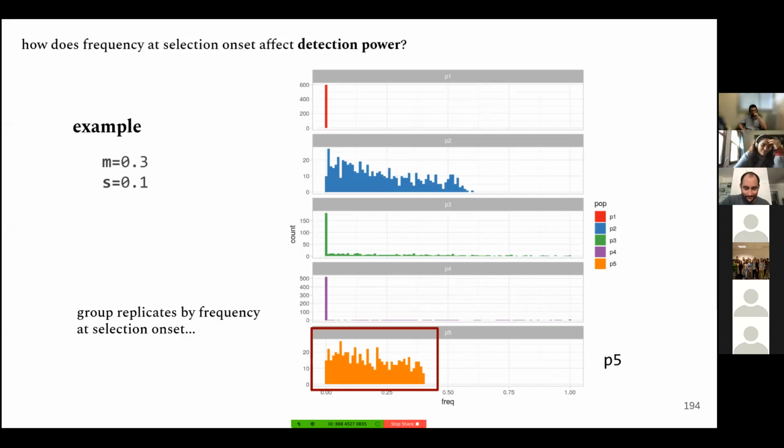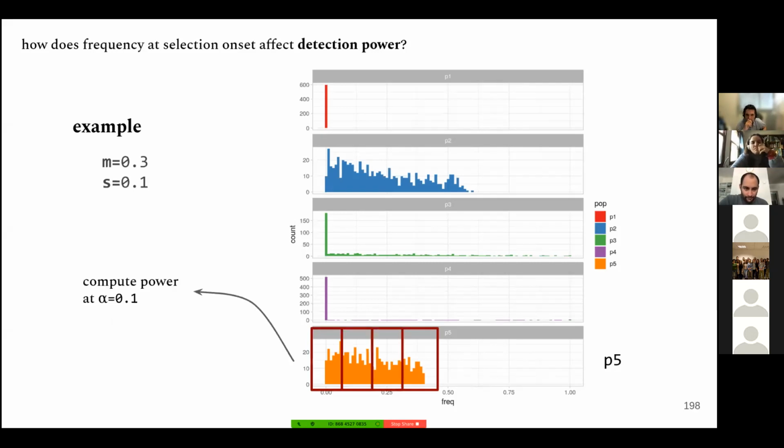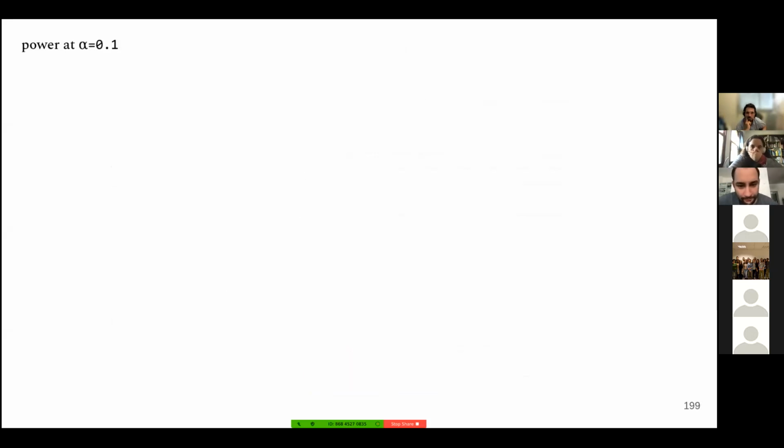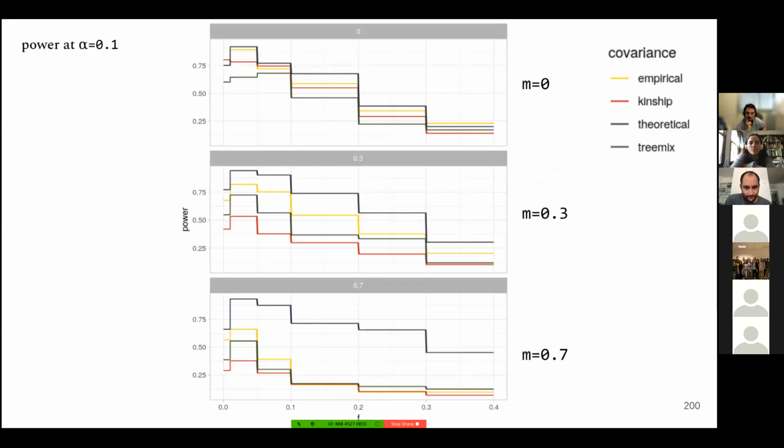And what I did to evaluate the effect of frequency on detection power is group replicates by frequency at selection onset, like this, and then compute the power for each group at a type 1 error of 0.1. So now, the results are summarized here for the different values of the admixture coefficient M, and in all cases, we can clearly see that as the frequency at the onset of selection increases, the power decreases dramatically.